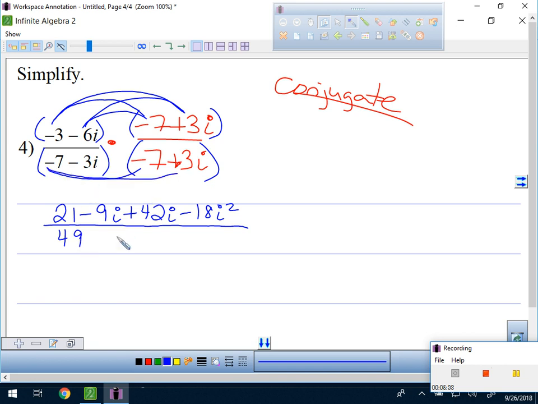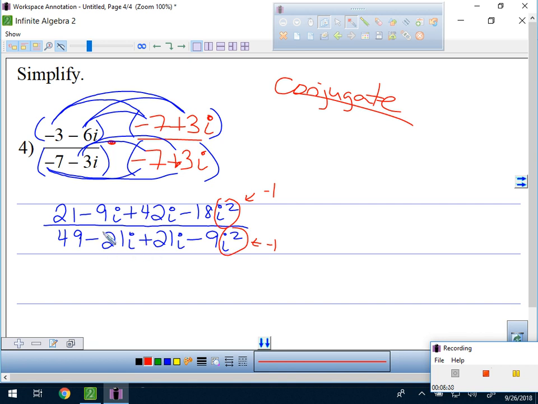Negative 7 times a positive 3i is a negative 21i. A negative 3i times a negative 7 is a positive 21i. And a negative 3 times a positive 3 is a negative 9i squared. Now, there's two things I want you to notice. First of all, obviously, that i squared for both of these is negative 1. So I'm going to replace those in a second.